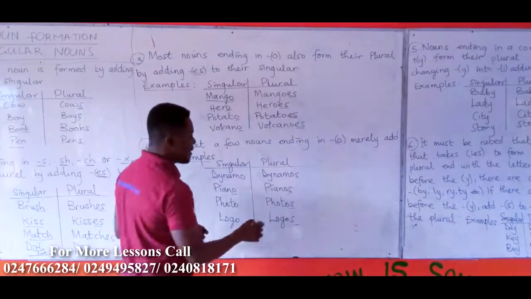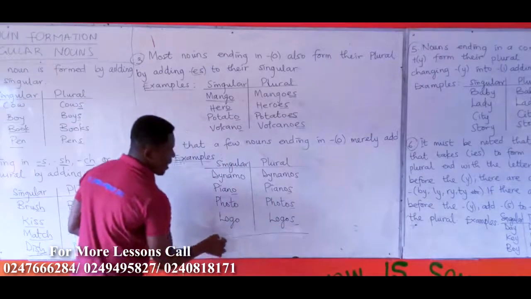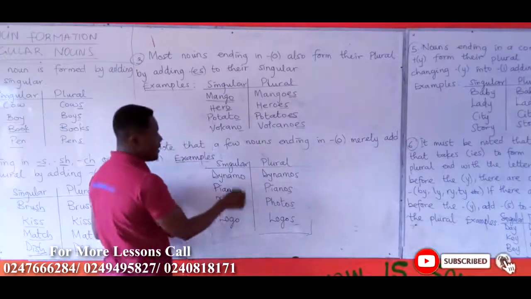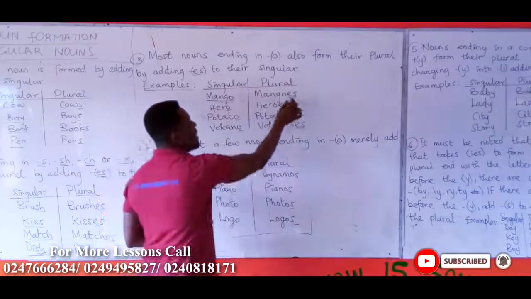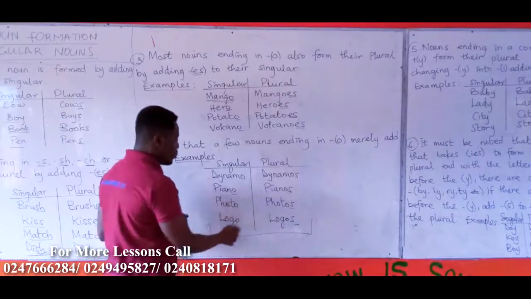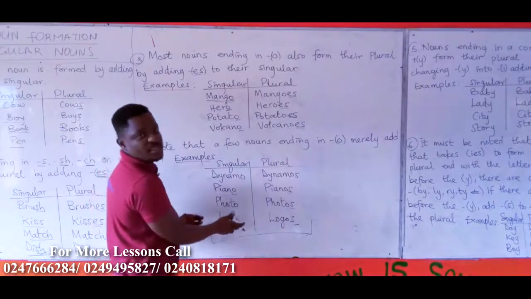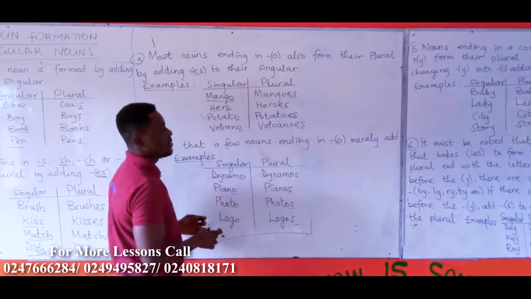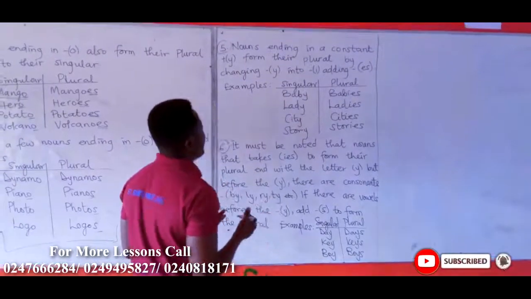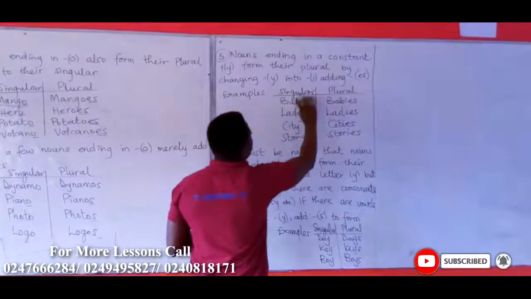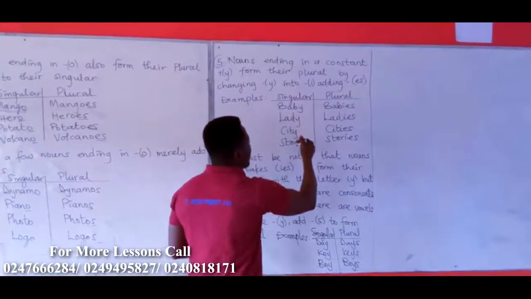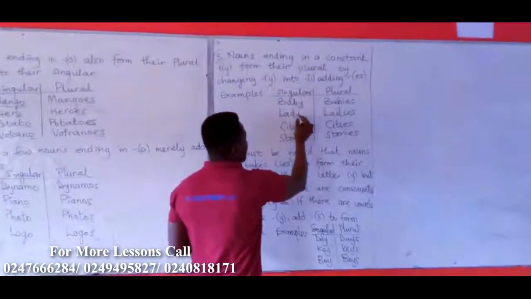You see, these are the exceptions. These are some of the few exceptions that we have. Nouns ending in O, but we do not add ES to form their plural form; rather we add a normal S. So when you are learning, you have to know the exceptions. Which ones are the exceptions? Maybe you have words like these ones. Okay, you have a noun that will end in Y.